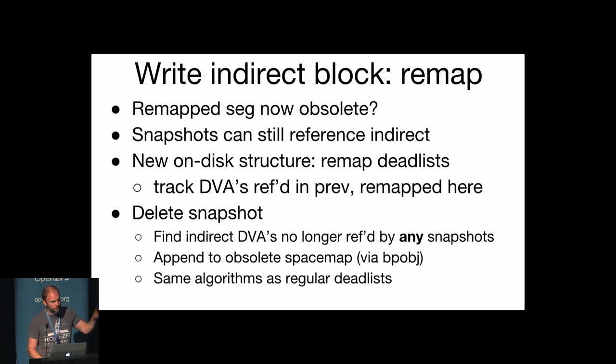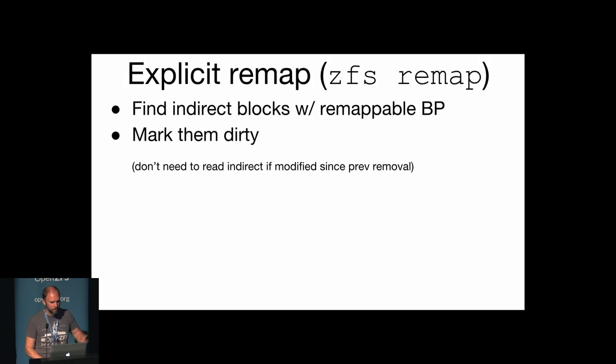So we have this new structure called the remap dead list, which keeps track of DVAs that are referenced in the snapshot but then have been remapped. And then when you delete a snapshot, you can find everything that has been remapped and is no longer part of any snapshot. This algorithm is almost exactly the same as regular dead lists. So in a lot of places you'll see, do the thing to the dead list and do the thing to the remap dead list. If you want to know more about dead lists, then watch my other talk on how snapshots work. You can also run this new subcommand, zfs remap, which will explicitly remap everything in that file system or zvol.